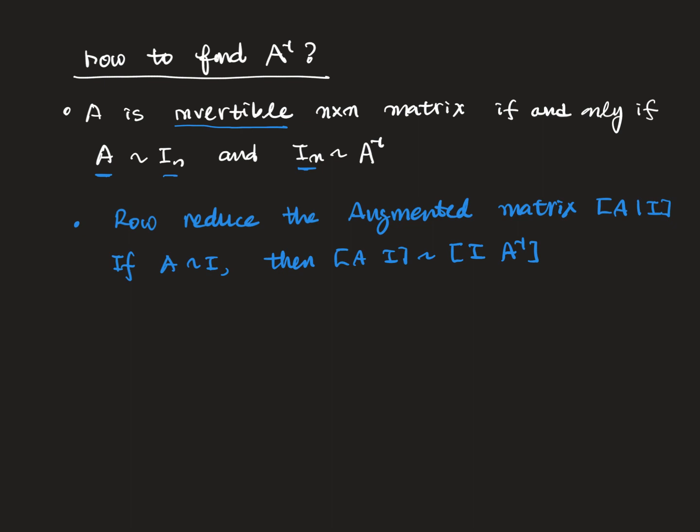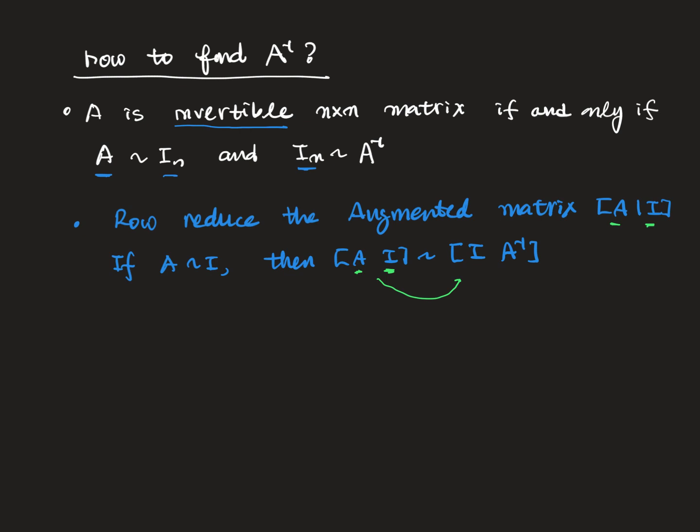How are we going to do it? We use a reduced augmented matrix. You write down the matrix in this form, guys: A matrix, identity matrix. Then we do all the row operations. A matrix changes to the identity matrix, and the identity matrix changes to A inverse. That's how to find the inverse matrix of A, guys.